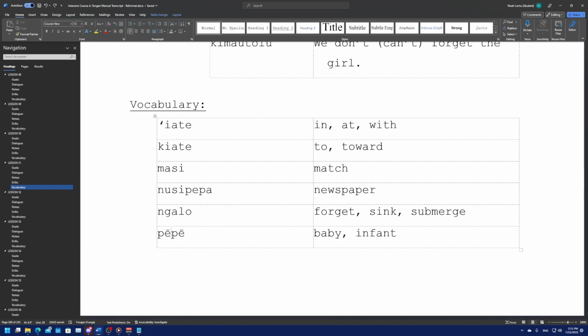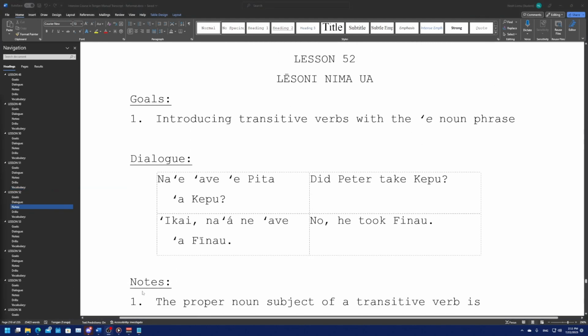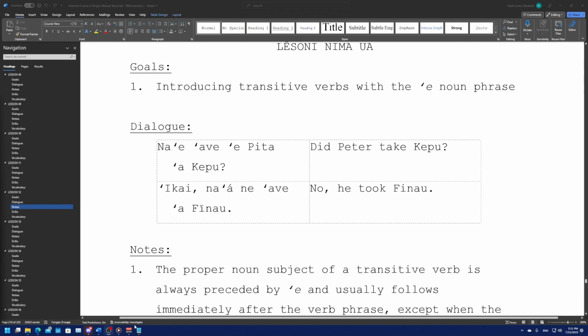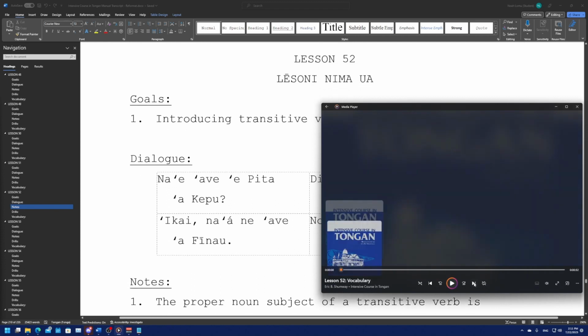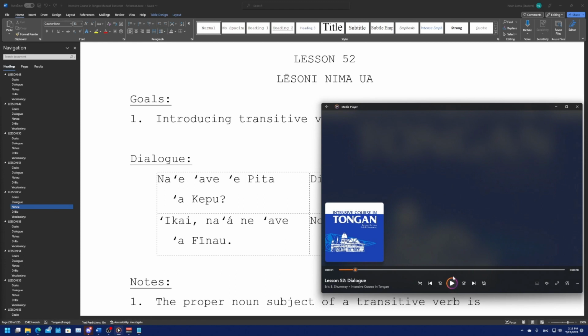Okay, so lesson 52. So we're introducing transitive verbs with the noun phrase. So let's pull up the dialogue for this and just listen to it. Let's repeat it after. I think she just goes through it quickly. There's not enough time for all three of us to repeat it. So we'll just listen once and then repeat it after.